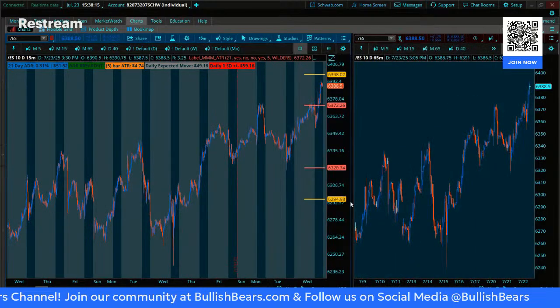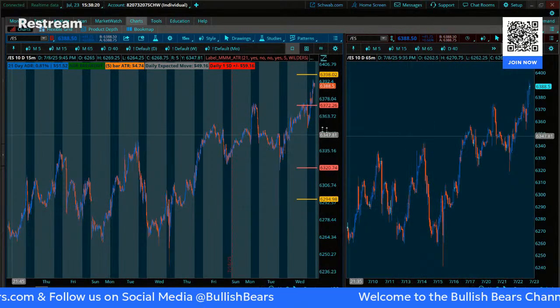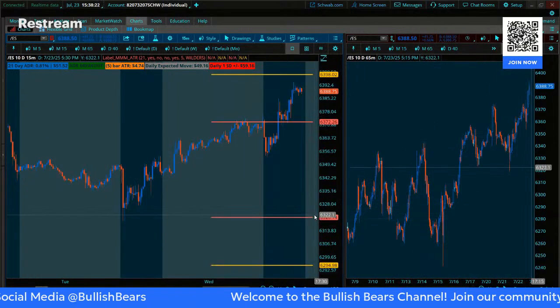But they are really proud of their expected move. I don't know if they had to go to college to figure out the math, but man, they're just really excited about it. And I'm happy for them. I mean, expected move's a good model.